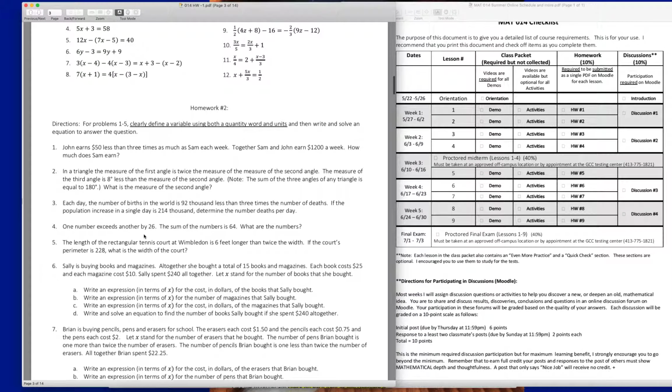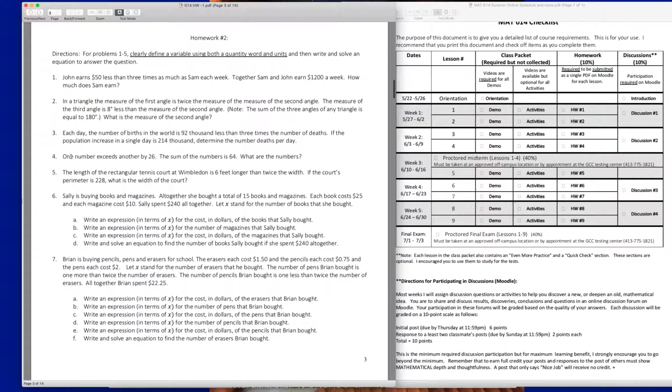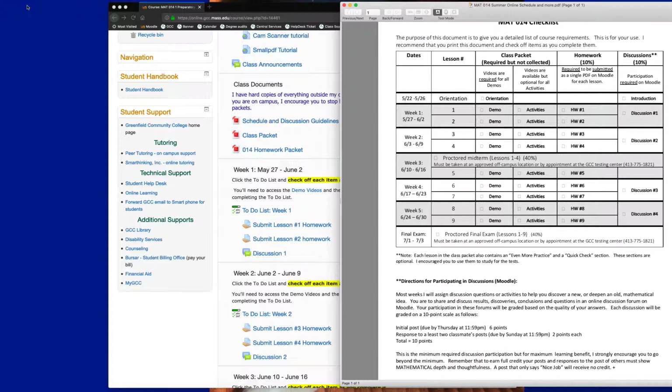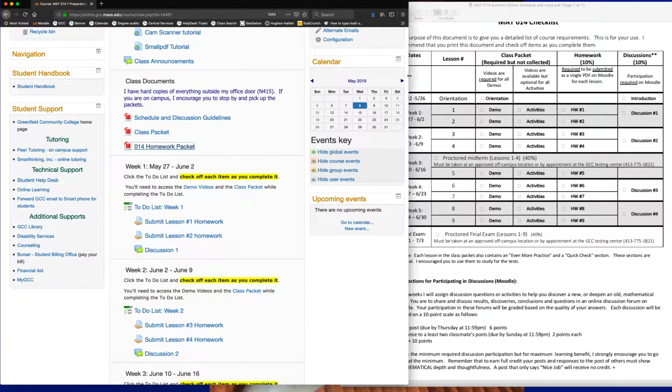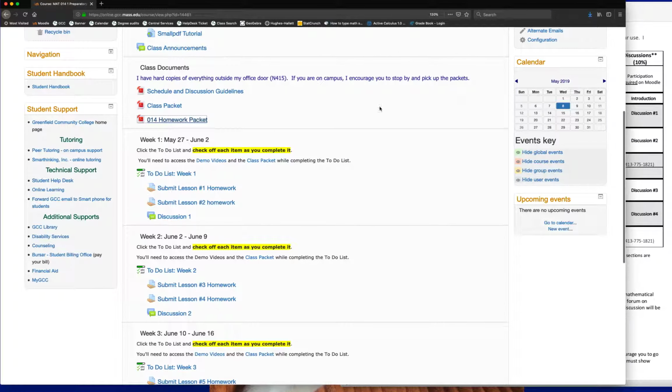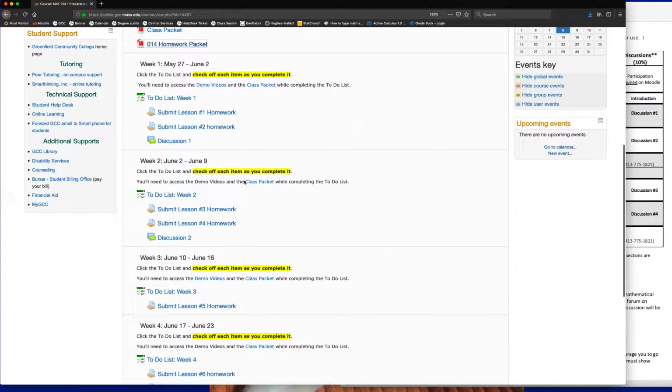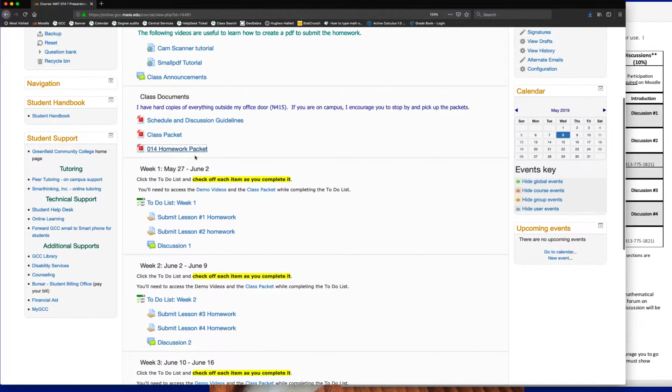And then you get to homework 2 and so on. So that pretty much wraps up our orientation for the class. Each week is listed here.